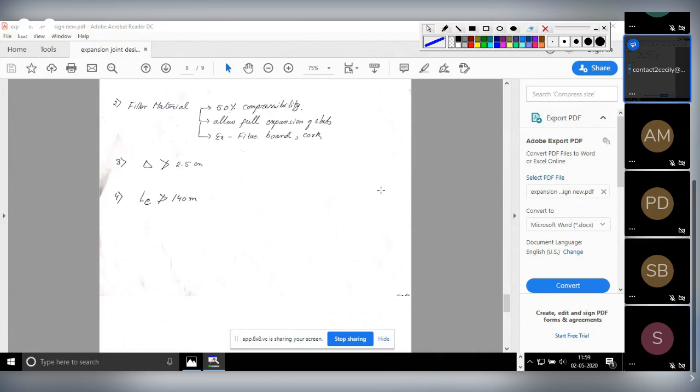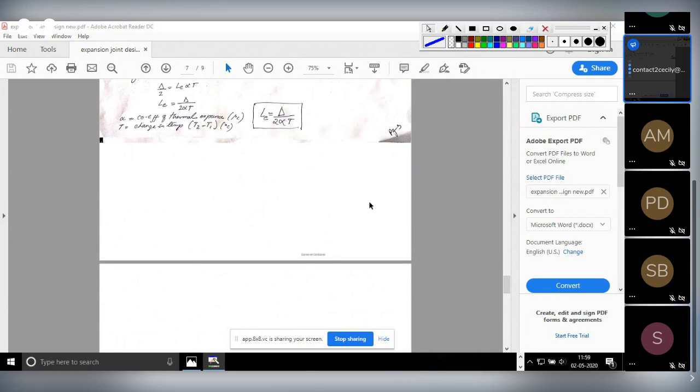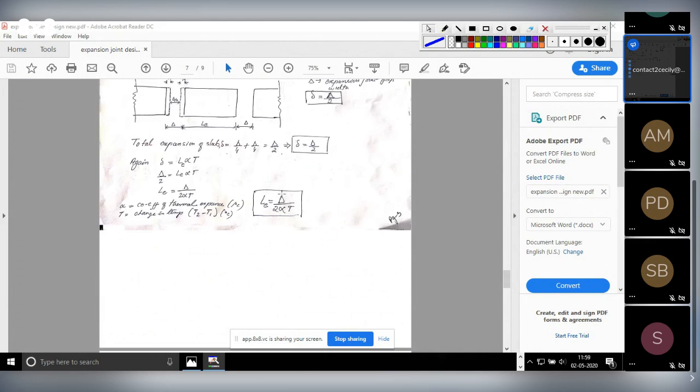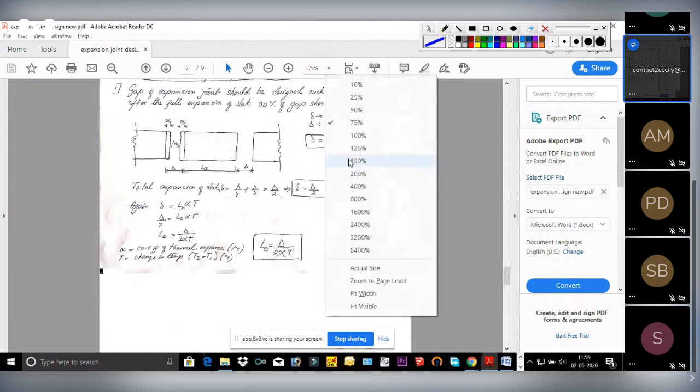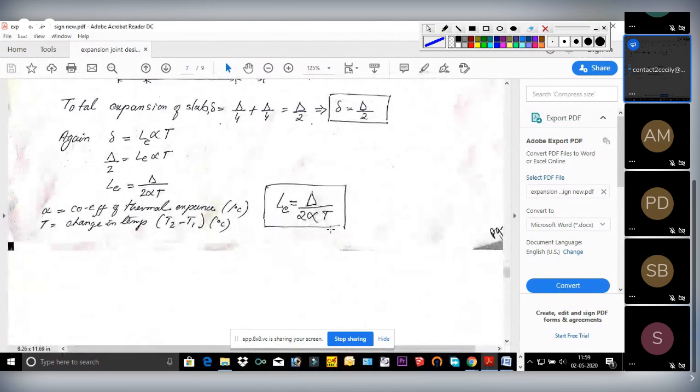Yes, ma'am. Clear, ma'am. You please note down this equation first. Everyone, note down this equation. This is the equation for expansion joint spacing. LE means the gap between two expansion joints, equals delta by 2 alpha T. Whereas delta is the joint gap width.